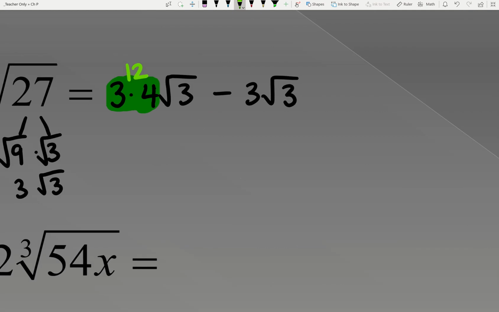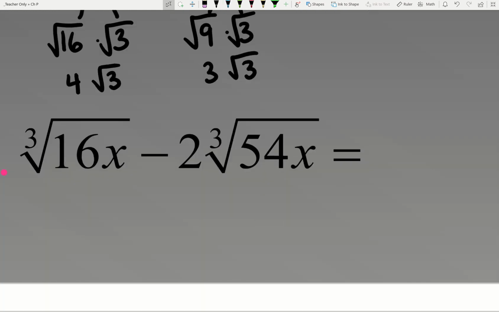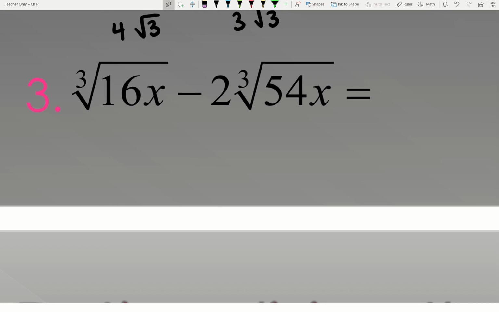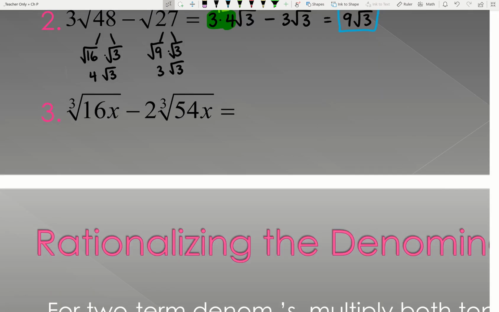So I'm going to look at this as 12 square roots of 3, take away 3 square roots of 3, and that is simply going to give me 9 square roots of 3 as our final result there. Okay? Next one down, you guys pause the video for a moment and see if you could take care of this one on your own. And then I'm actually going to skip this example here in the video entirely.